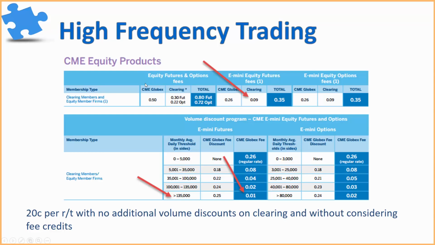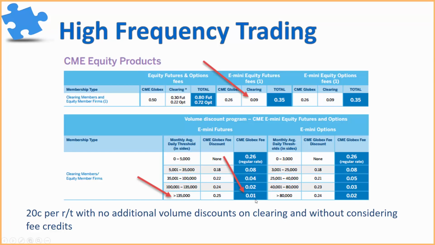Now, the top band of volume discount at the CME starts with an average of 135,000 contracts a day. Now, this is not for designated market makers. The designated market makers get this discounted rate at around 50,000 contracts a day, but we'll talk about those guys more later. Now, at this level of volume, it's costing them 9 cents for clearing plus 1 cent to trade, or 20 cents per round turn.